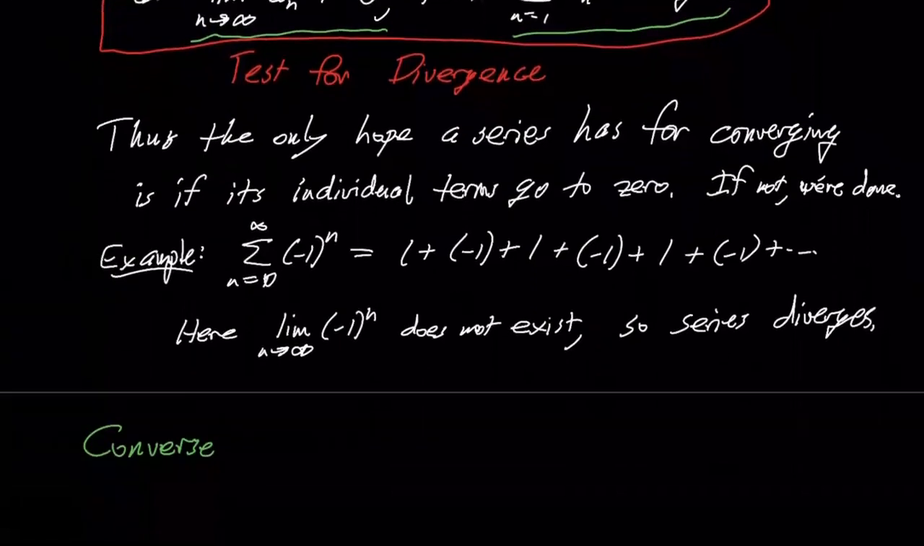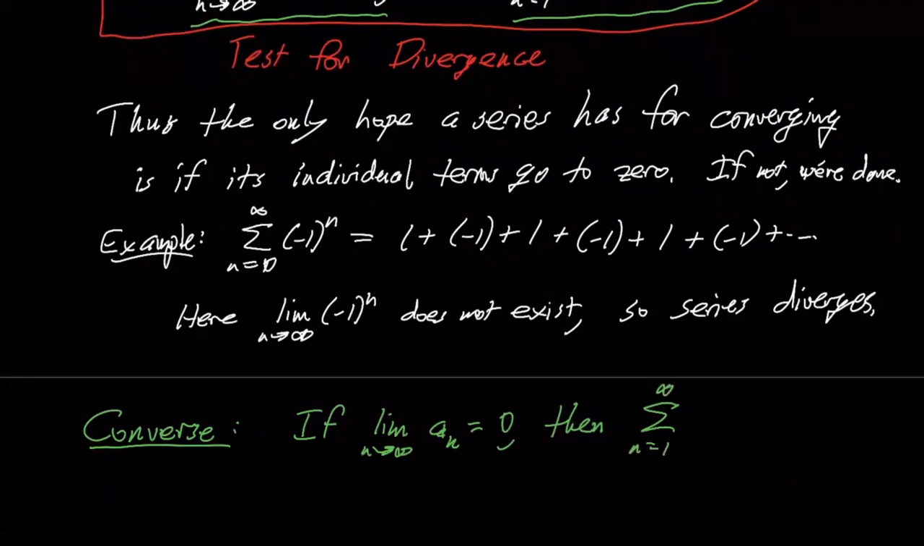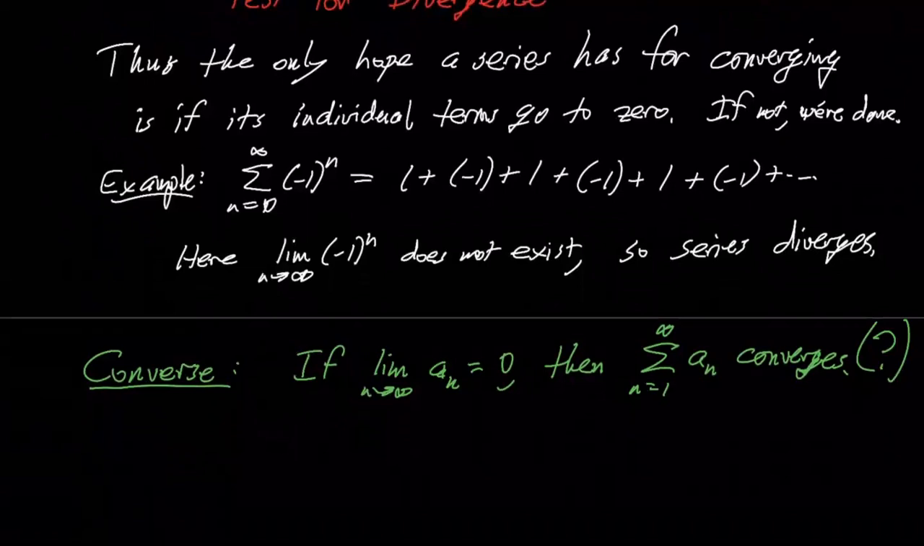And so if I negate them both, that would say if the limit as n goes to infinity of a sub n equals 0, then the series converges. That's the converse statement. But I really want to put a question mark here. Is this true? And the answer is no, this is false. So be careful. Don't think every series converges. Don't think that the only thing you have to do is check if the individual terms go to 0.